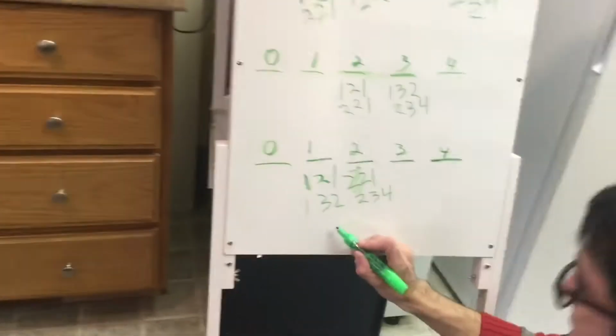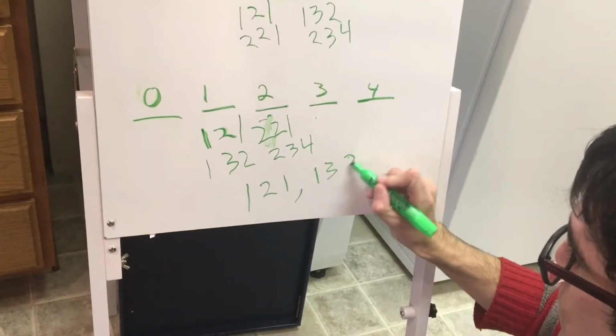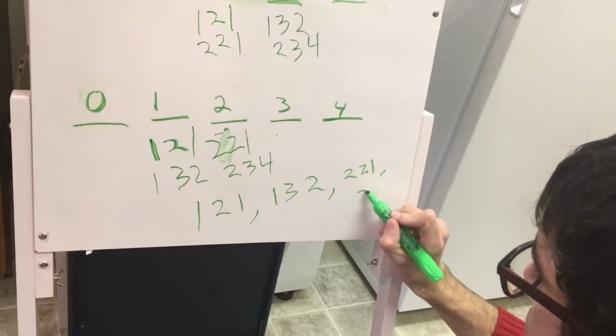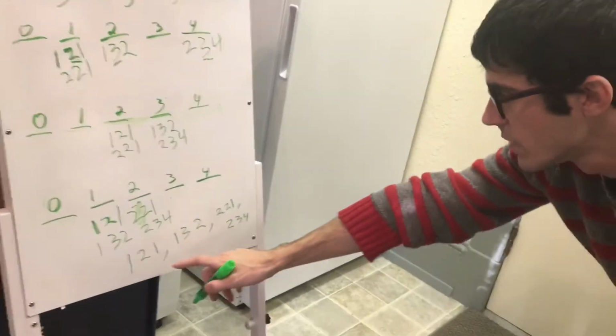So we have 121, 132, 221, and 234. So now our numbers are sorted from lowest to highest, using Radix sort.